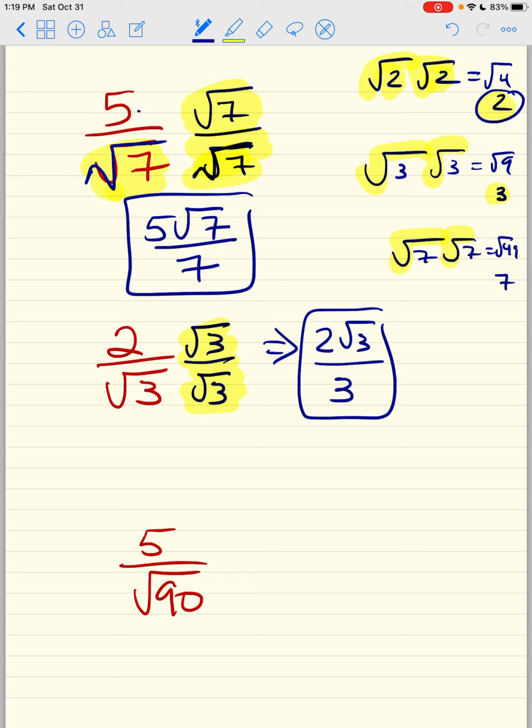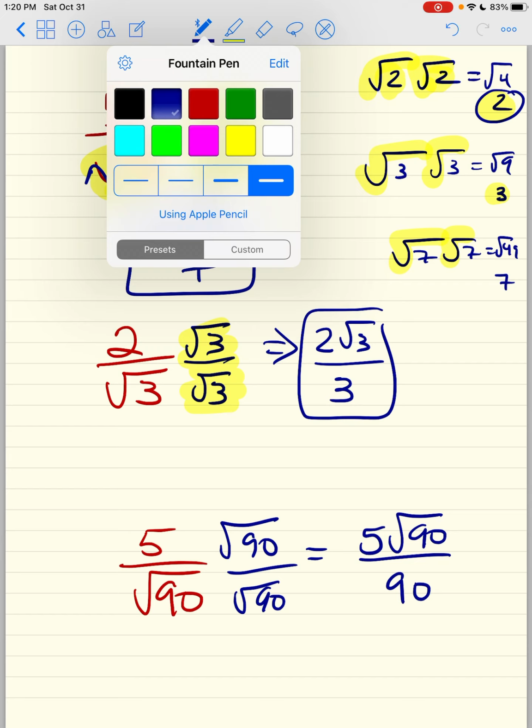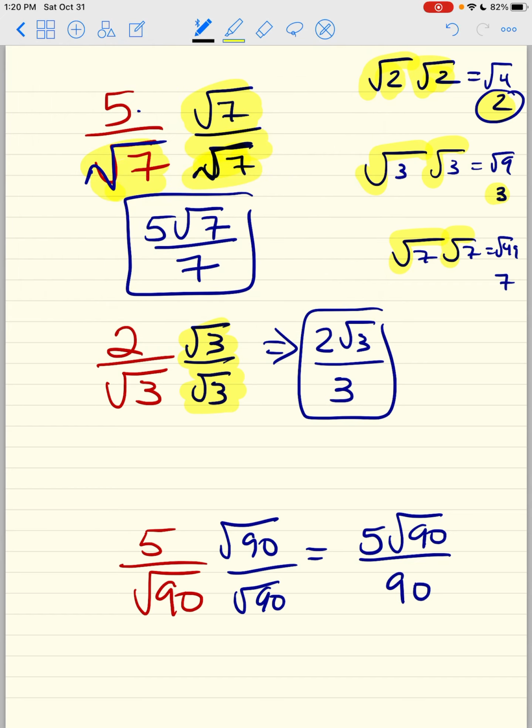What about this one right here? This one's a little bit tricky. I'm going to multiply this by the square root of 90. So I'm going to have 5 square root of 90 over 90. But there's a huge problem. Square root of 90 is not in simplest form, and you have to make it in simplest form. So first and foremost, we know that we can cross cancel. 5 goes into 5 once, 5 goes into 90 18 times. So this actually right now is the square root of 90 over 18.